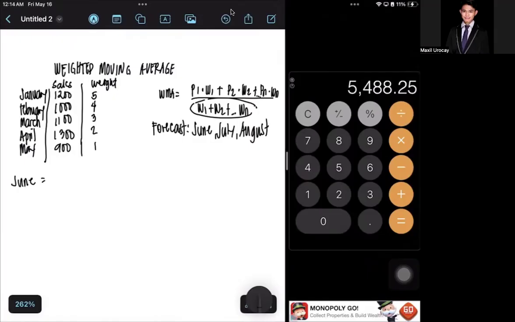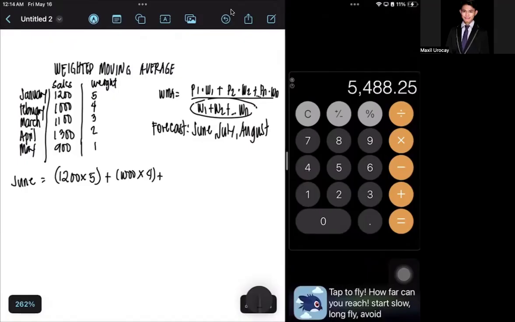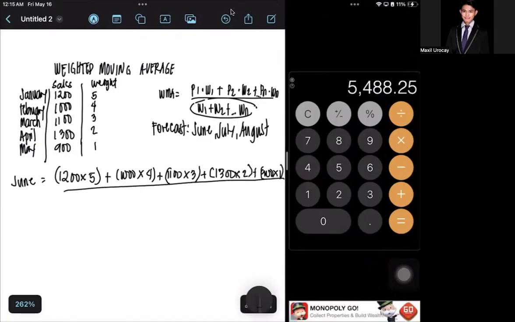So the formula, given that your P1 rate is 1,200, that is 1,200 times the corresponding weight, which is 5. Then you add 1,000 times 4. It's somewhat the same as a simple moving average, however, there is weight here. Then 1,100 times 3, plus 1,300 times 2, plus 900 times 1, over the weights 5 plus 4 plus 3 plus 2 plus 1.